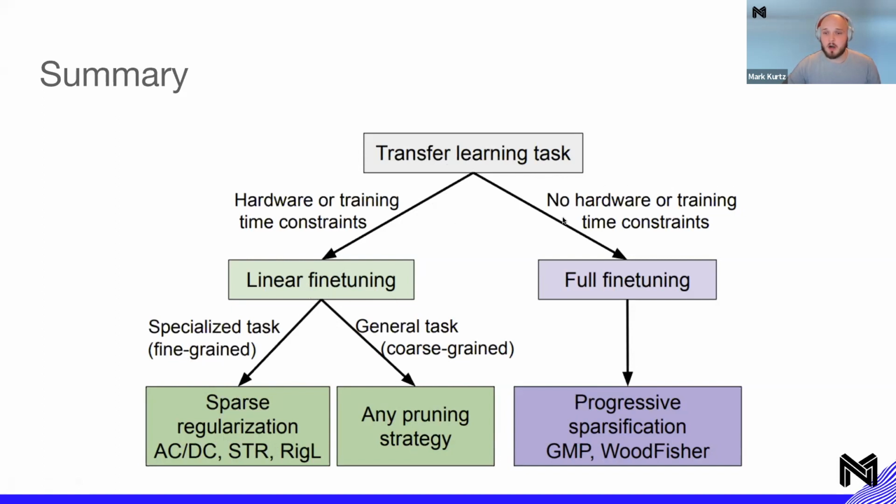Otherwise, if there are no hardware or training time constraints, right, you're not on the edge or trying to do federated learning or things like that, then we recommend doing full fine tuning. You won't get the training speedup then, but once we go into deployment, we'll be able to get the inference speedup. And generally we want to do progressive sparsification, either GMP or WoodFisher, because these outperform the other methods.